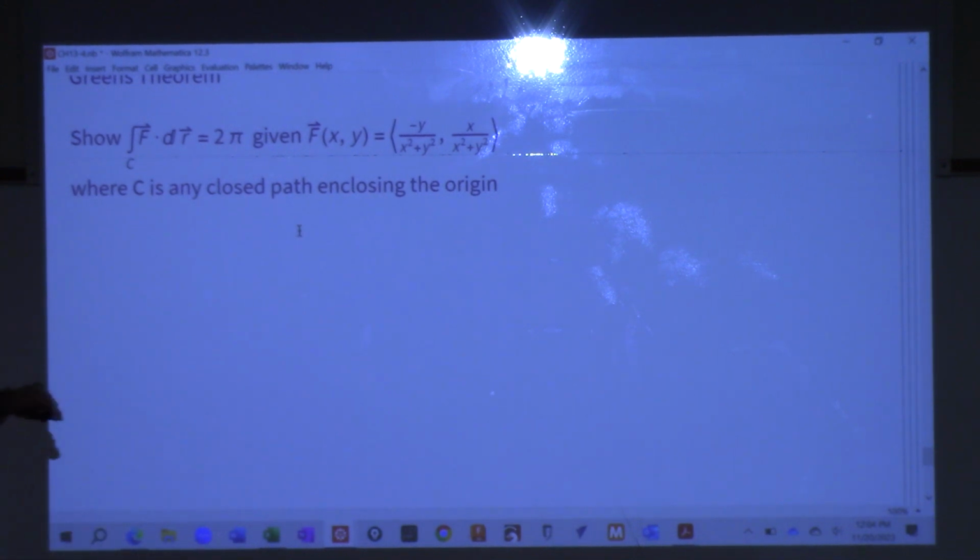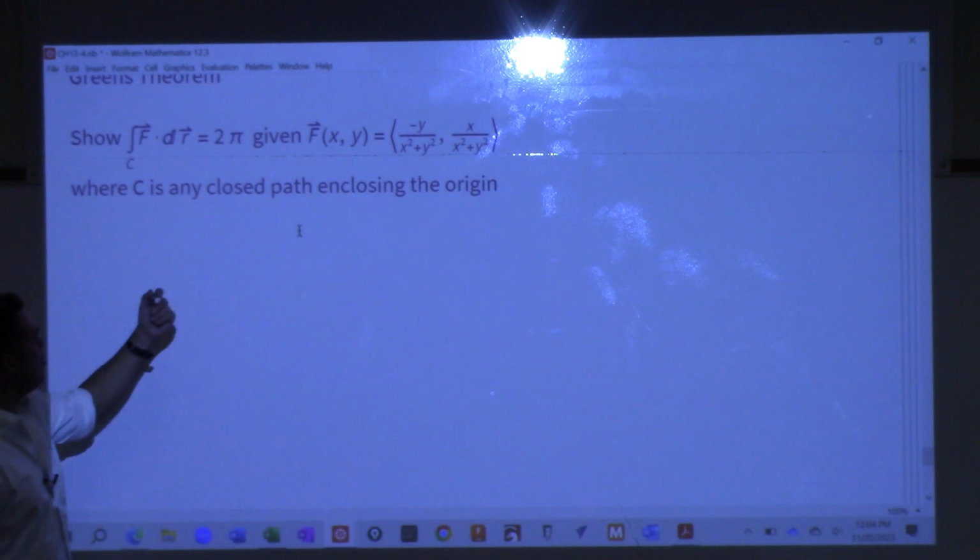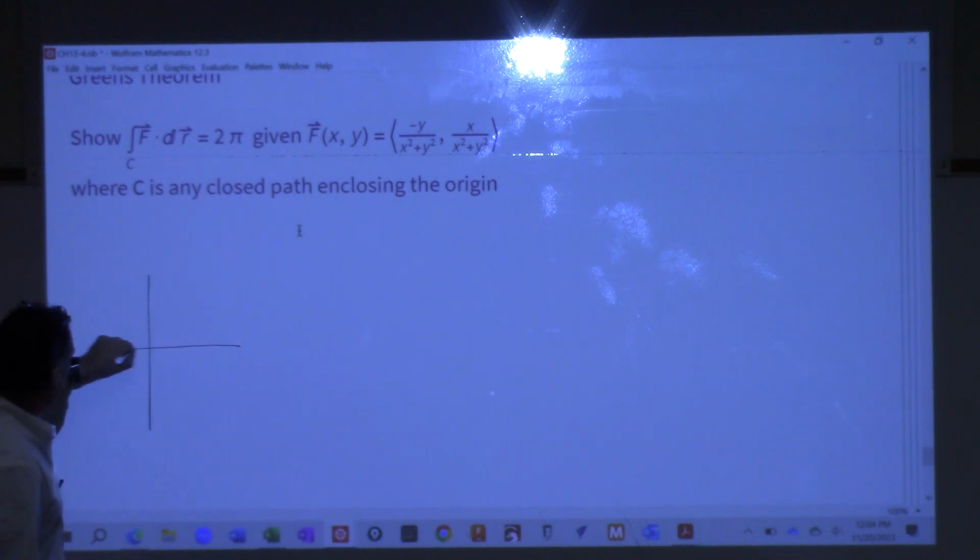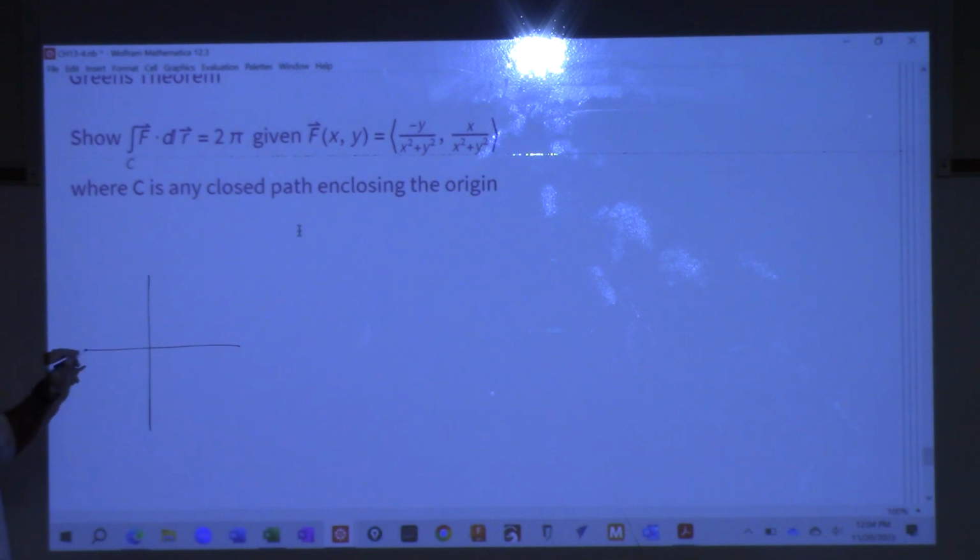You could find one path that encloses the origin, and you could show me that the answer is 2 pi, and I would be like, great, now show it for every path. You have to show it for any path that I do. So do y'all know what it means to enclose the origin? It's saying the origin is here. Draw me any path that you want, as long as the origin is inside that path.